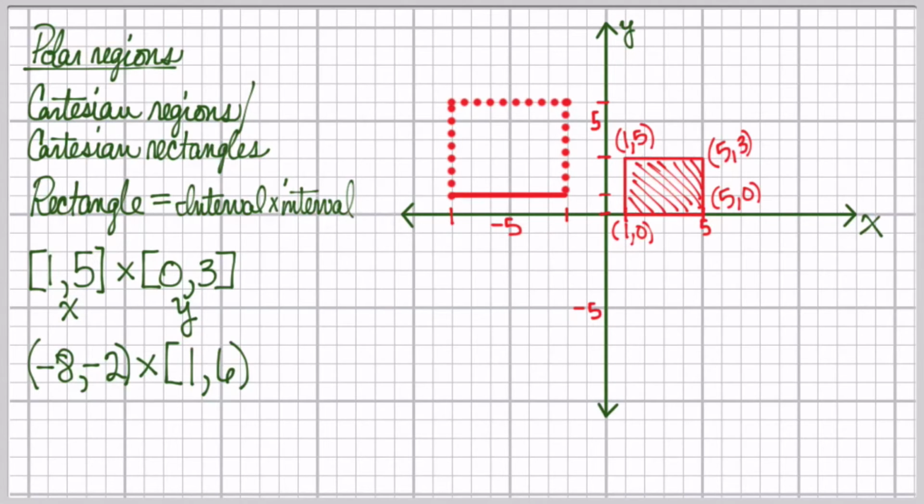And I mean, think about it this way. Is the point -5, +1 in the set? Yes, because -5 is inside of here, and +1 is inside of here. Is -5, +6 in the set? No. -5 is in here, but +6 is not in here. And so that's why you use the dotted edges. And of course, we need to shade this guy in.